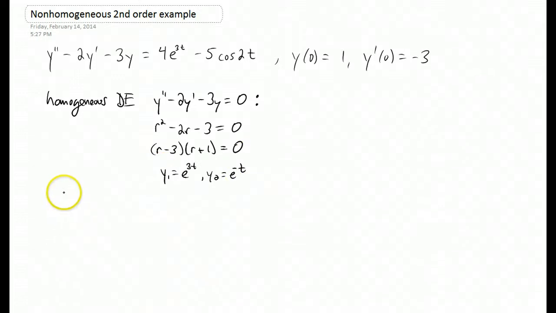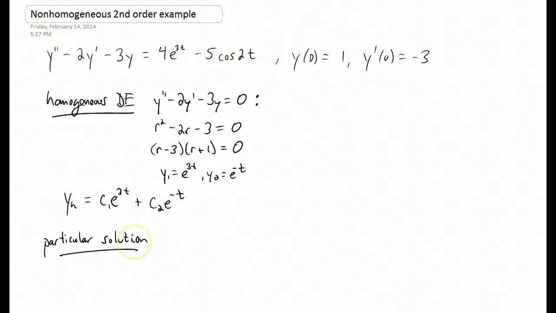So the solution to the homogeneous differential equation, also called the complementary solution, is c1 e to the 3t plus c2 e to the negative t. Now this is not the general solution to this differential equation because this differential equation is non-homogeneous. Now we want to find a particular solution to this differential equation, so we make an educated guess.